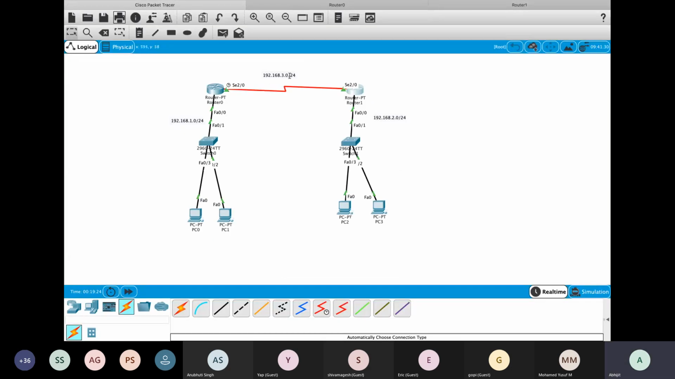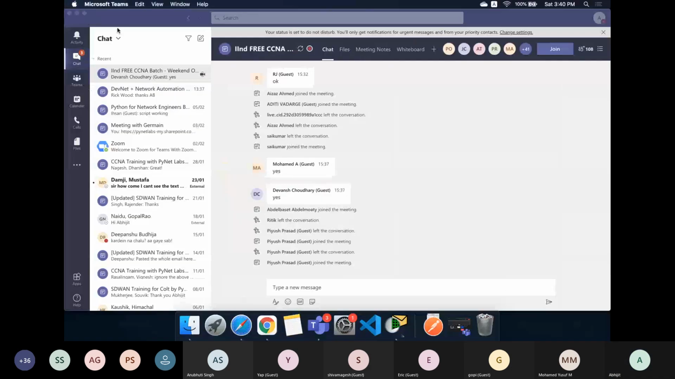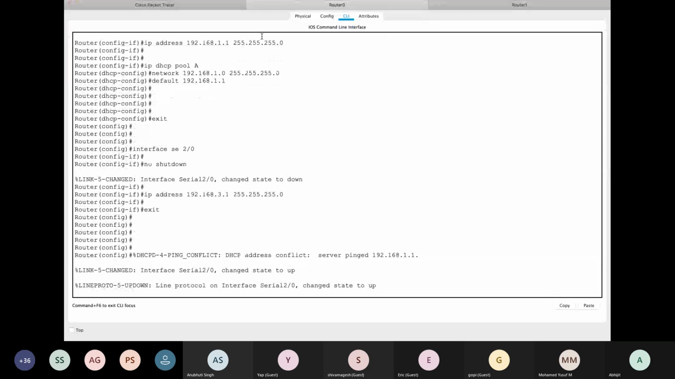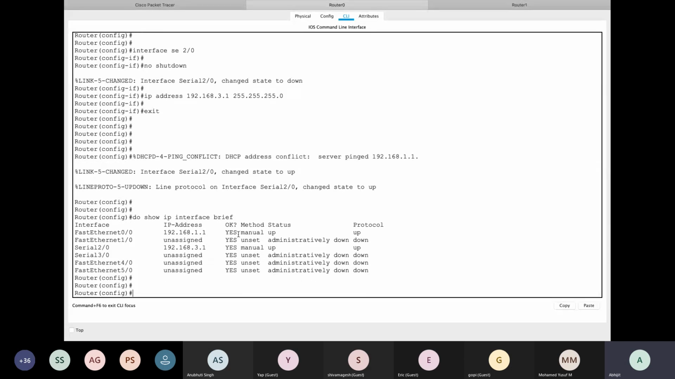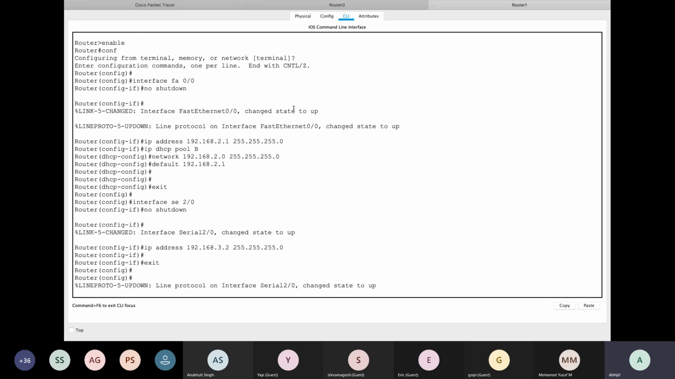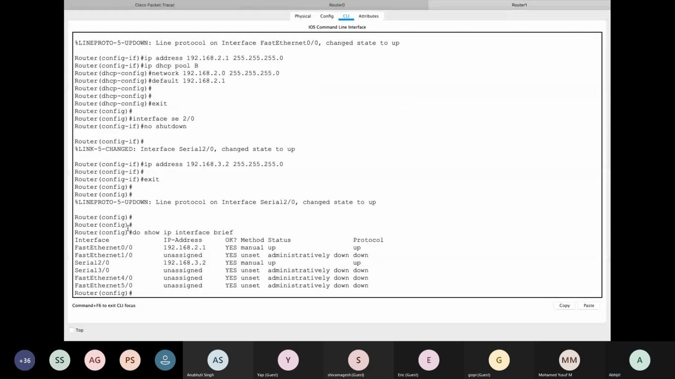You see that? That's the normal IP configuration that we have done, and your entire network is up and running. Correct? I can check the routing there as well. Yeah. So I can say over here, do show ip interface brief. There you go. FA0/0 is configured with 1.1, SE2/0 is configured with 3.1. And then you can see here, do show ip interface brief, and 2.1 and 3.2 there.